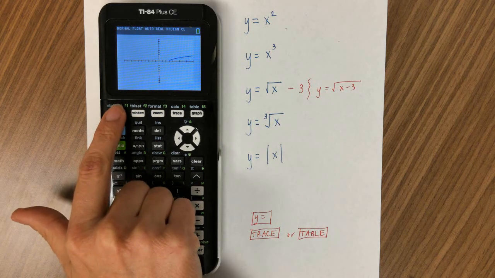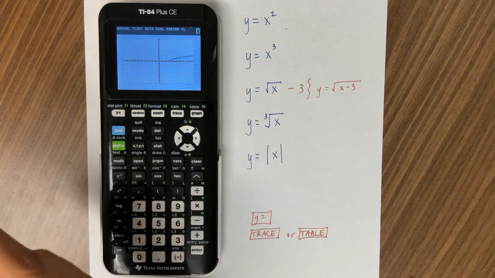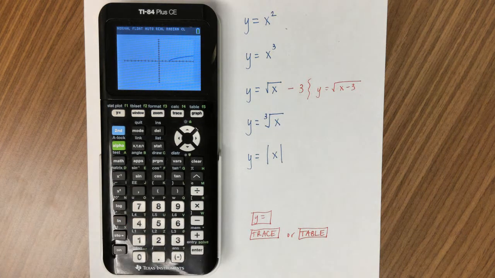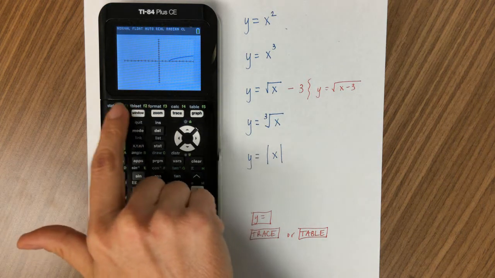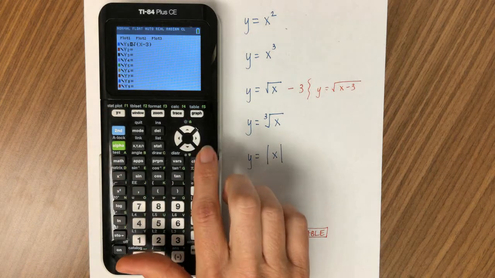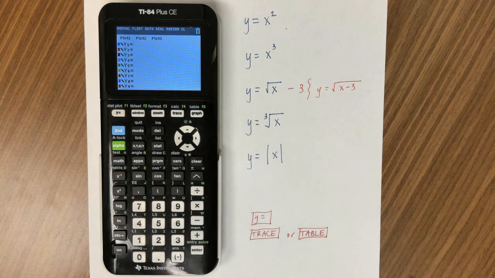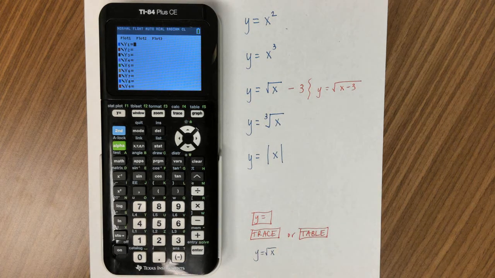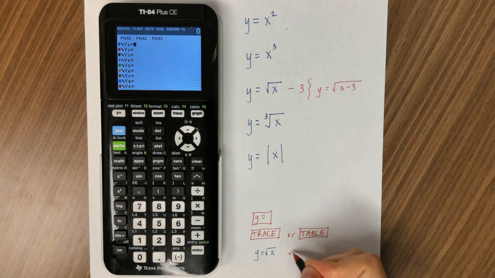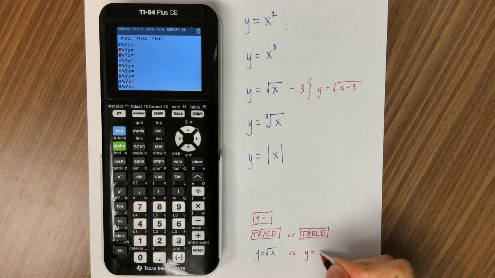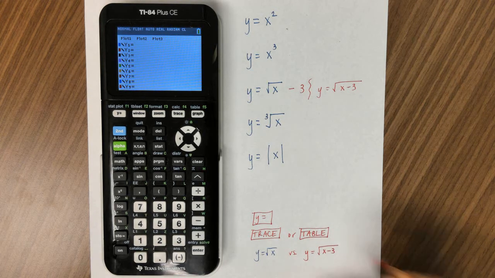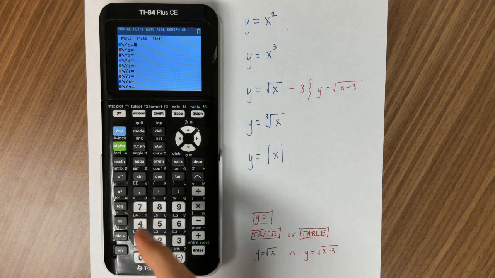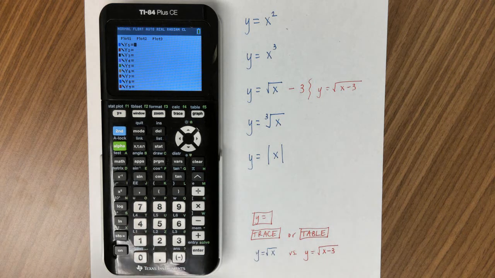And I just also want to mention one more thing before we see our next few examples. There are some examples where they want you to graph maybe multiple equations on the same axes. So let's say we wanted to graph y equals square root of x, and then compare that to y equals the square root of x minus 3. So we can graph multiple equations at one time. That's why we have all of these y equals.